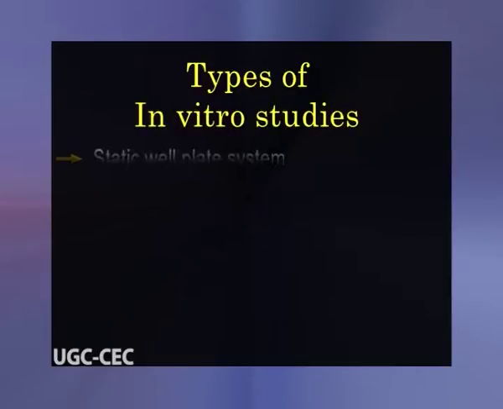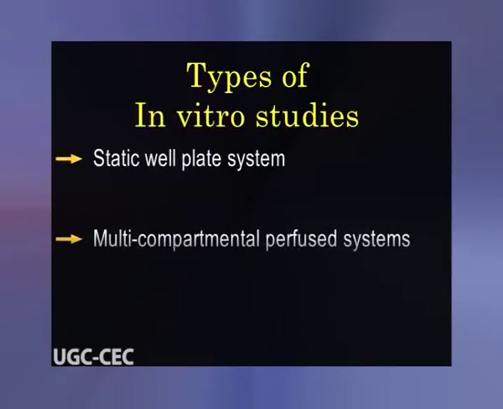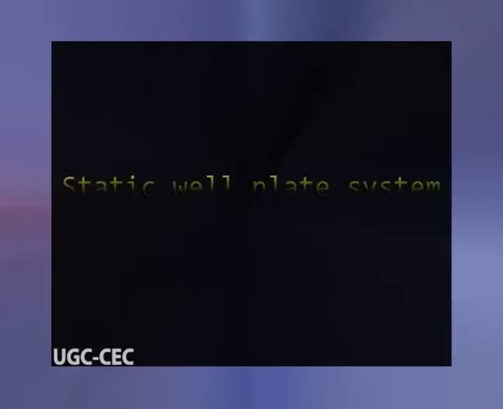Broadly speaking, there are two different types of in vitro studies depending on the type of system developed to perform the experiment. The two types of systems generally used are static well plate systems and multi-compartmental perfused systems. Static well plate system.